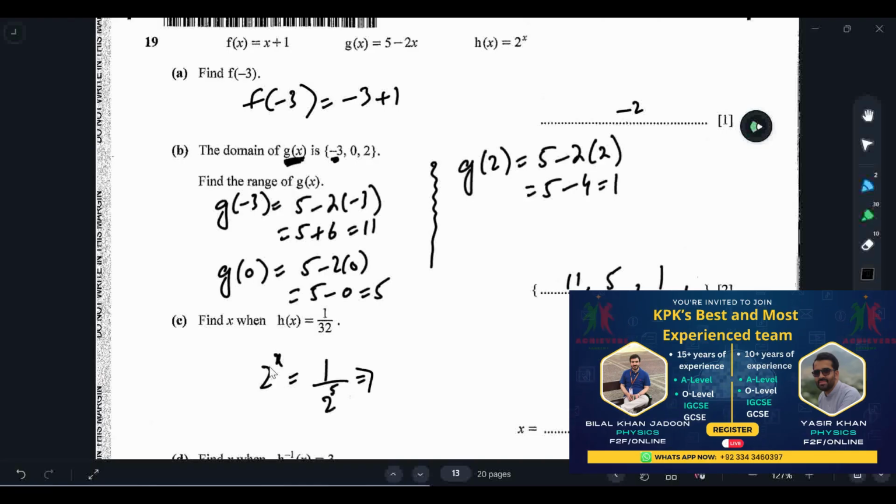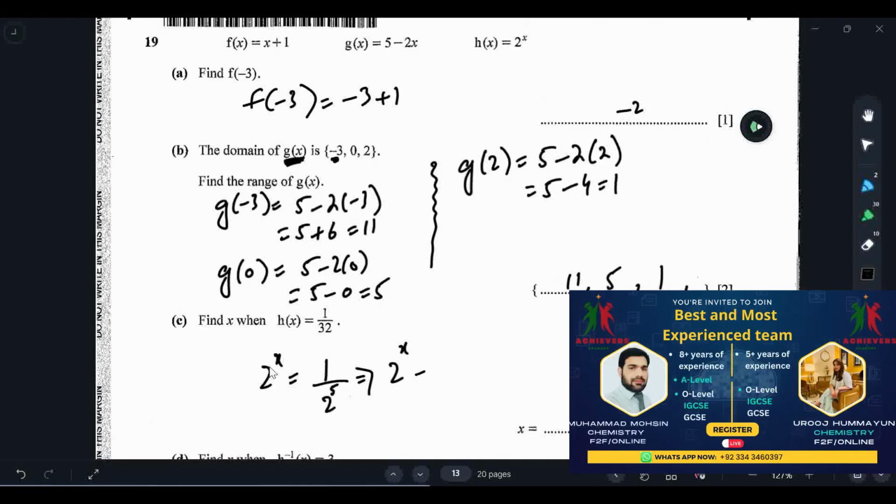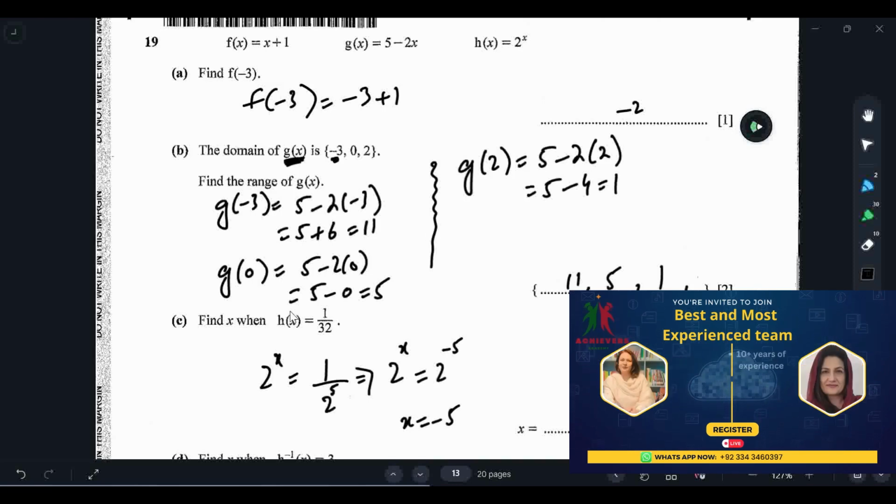So if we shift it from the numerator to the denominator, or from the denominator to the numerator, we have to change the sign. Now the bases are the same, which means x will be equal to minus 5. So x will be equal to minus 5.